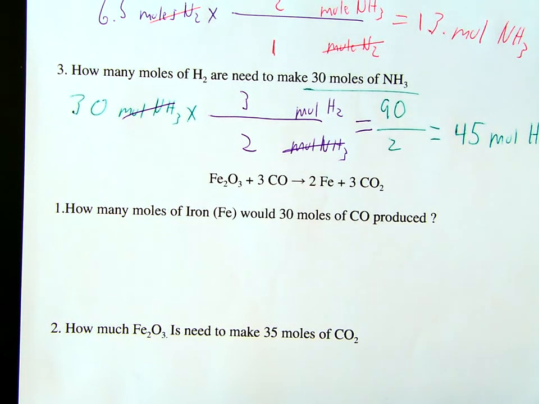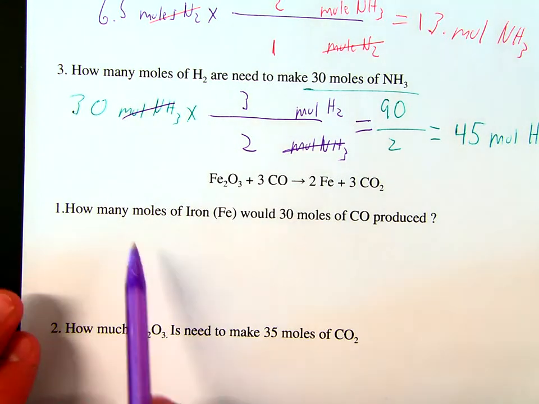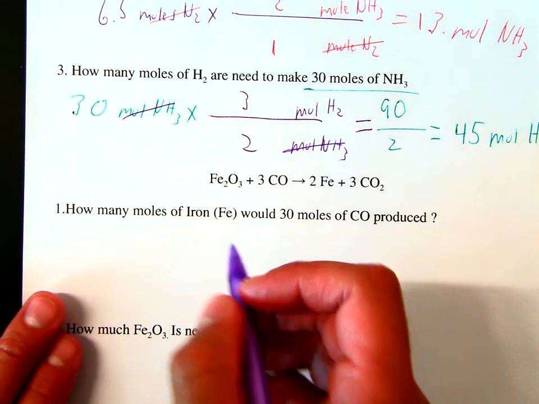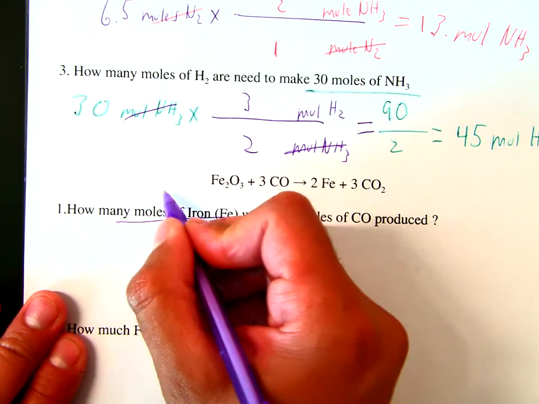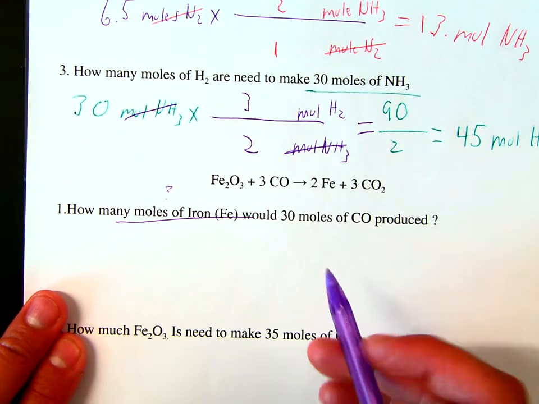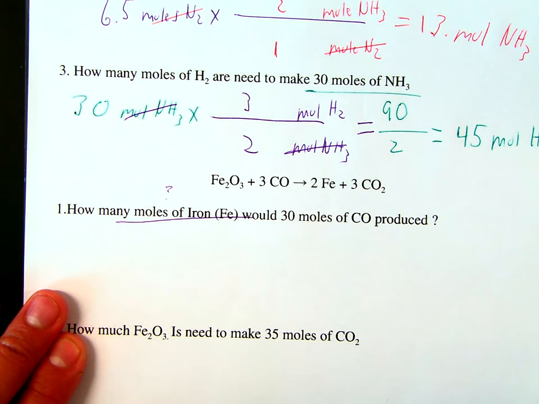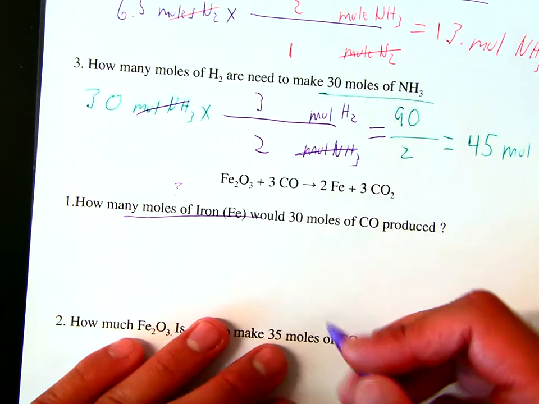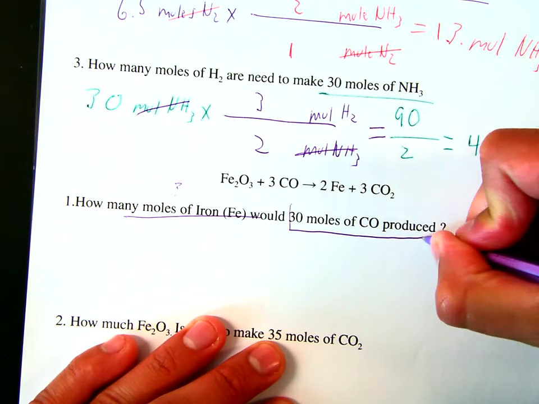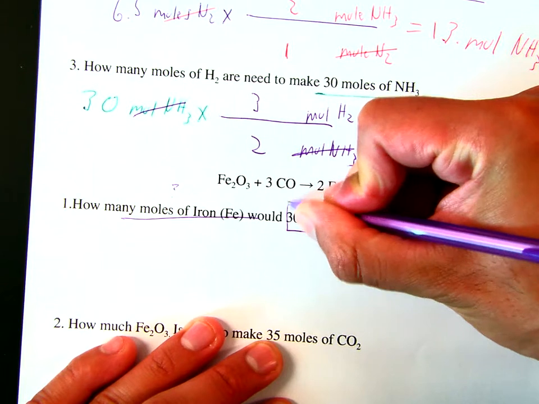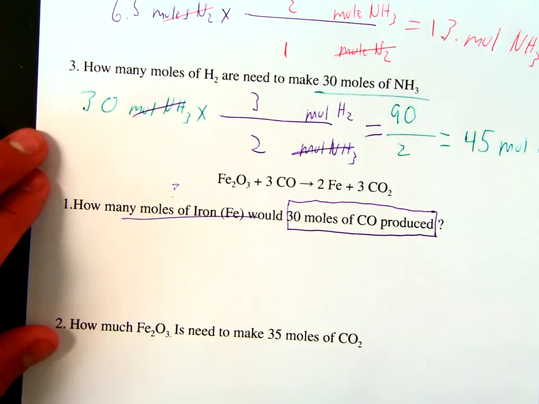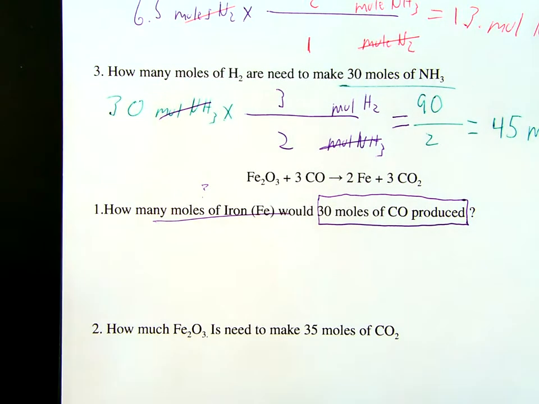All right, so let's look at our first question here. Our first question is asking, how many moles of iron, so that's what I'm looking for. How many moles of iron would 30 moles of CO produce? In other words, 30 moles of carbon monoxide. So this is what I'm given, 30 moles of CO. I'm going to write that here because that's my starting product.